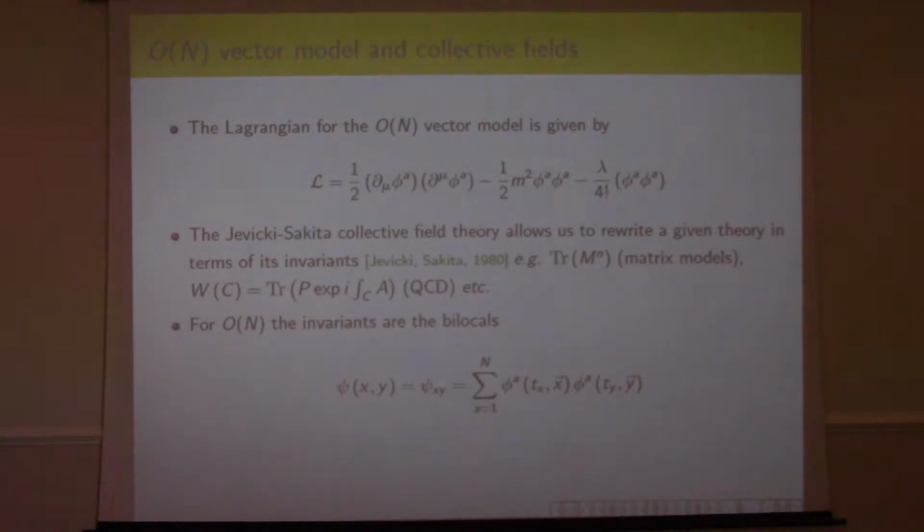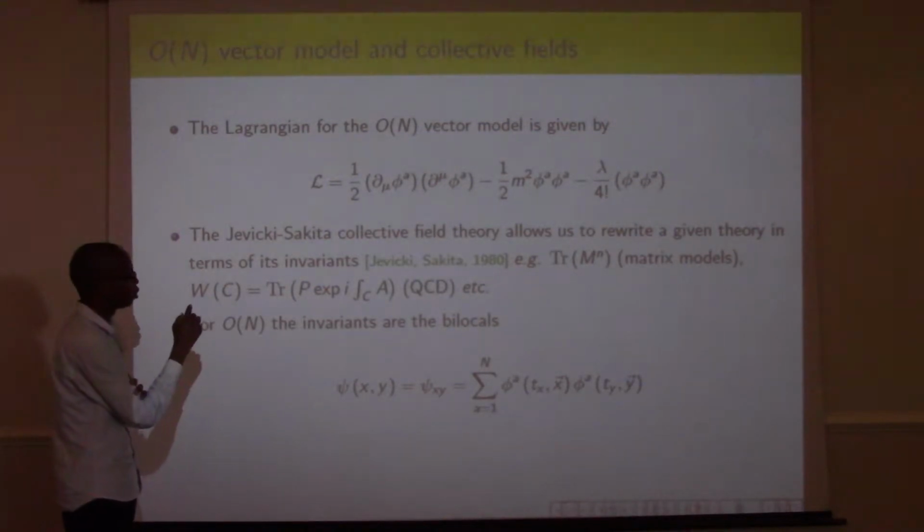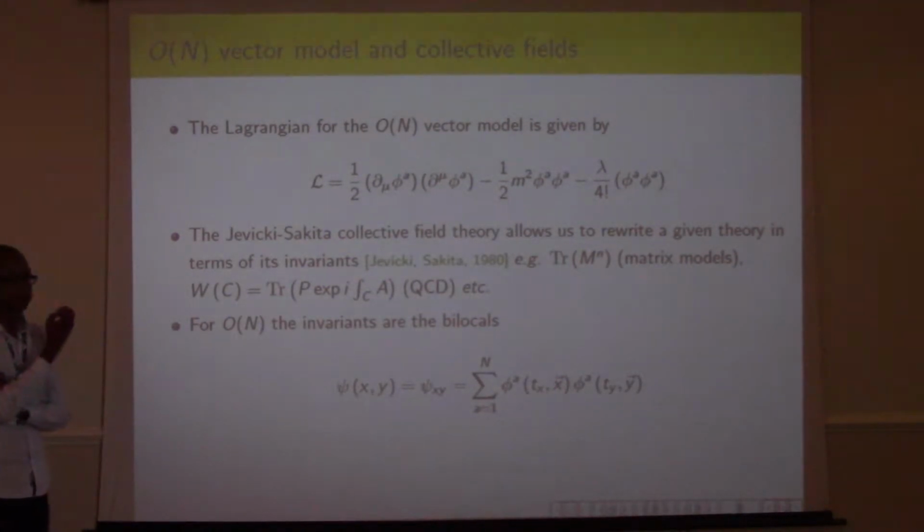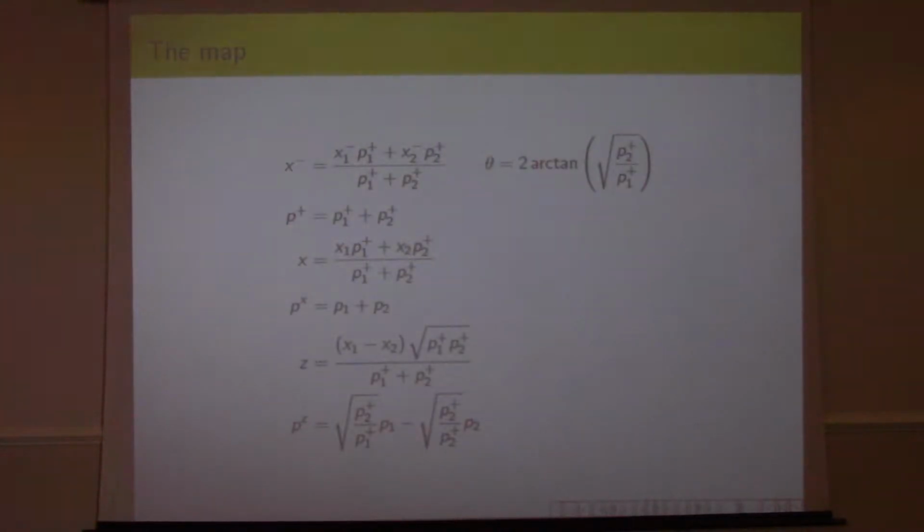Now, this is the Lagrangian for the O(N) vector model. It looks simple, it looks uncomplicated. What we want to do, and this is provided by the Jevicki collective field theory, is to rewrite this theory in terms of the invariants of that theory. For example, in QCD, this might be the Wilson loops. For the matrix model, this might be the trace of M^n, which is what Kagiso did, so that you can repackage them and write it as the trace of the exponent of iKM. But for the O(N) vector model, the invariants are just the bilocals, which I'm sure you have seen during the week.